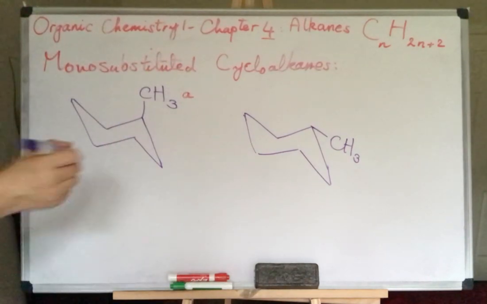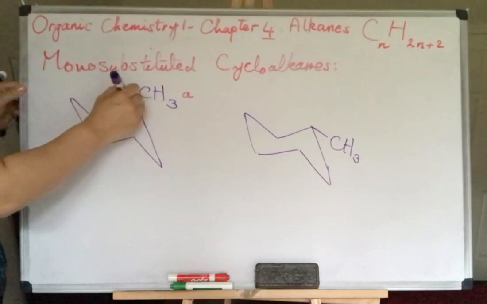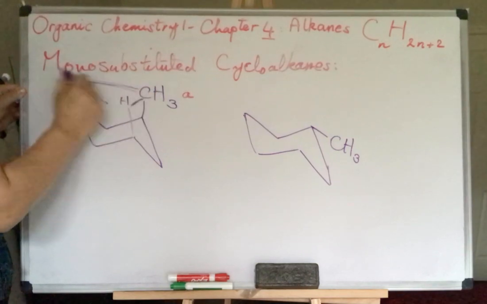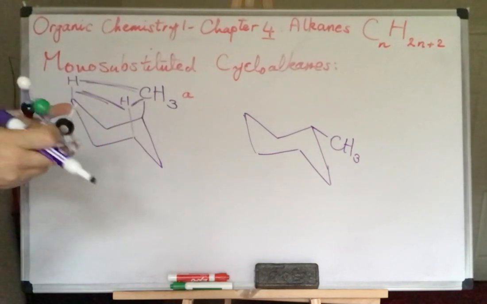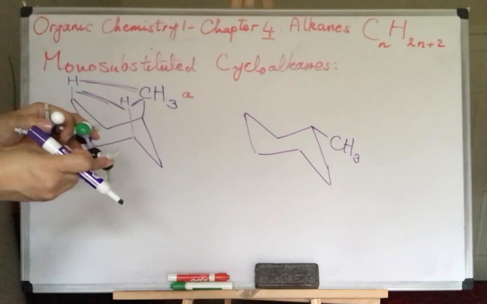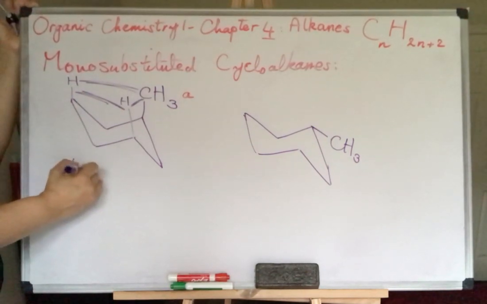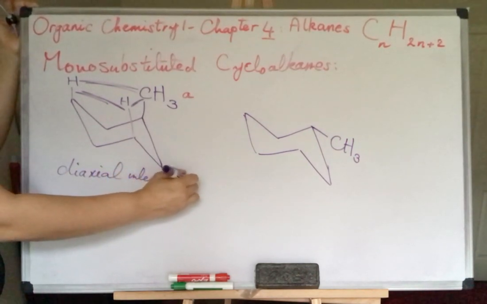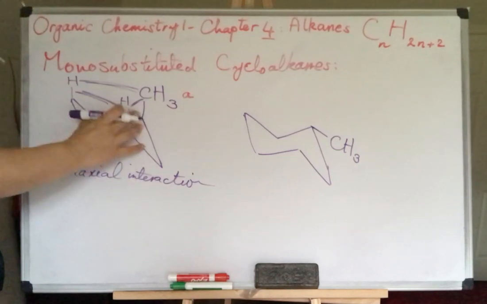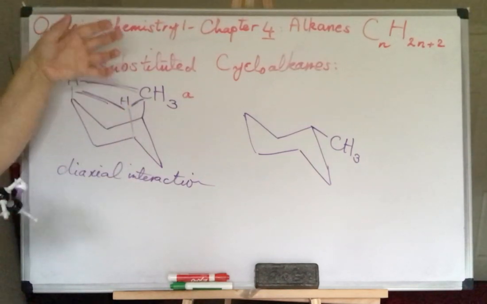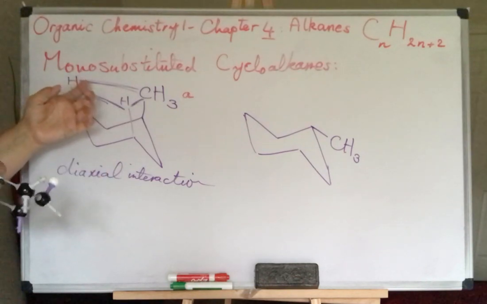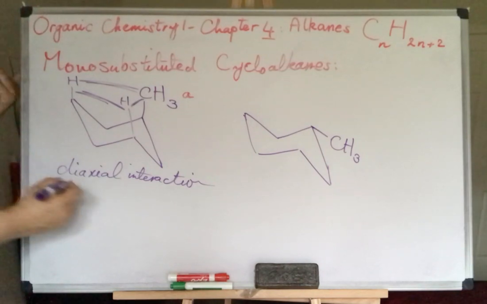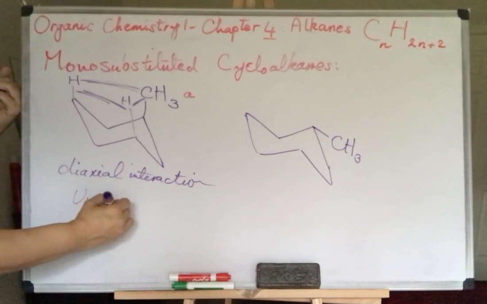So what happens here, you have an axial hydrogen here, and you also have an axial hydrogen here. They all will have an interaction with each other. They will have some strain with each other. It's called diaxial interaction. So basically when your substituent is on the axial position, either up or down, it will have an interaction with other axial positions and create diaxial interaction, which makes it unstable.